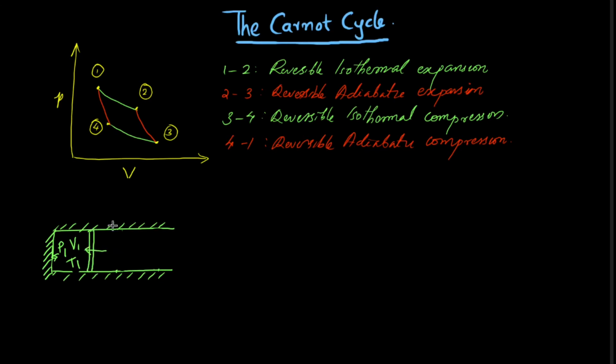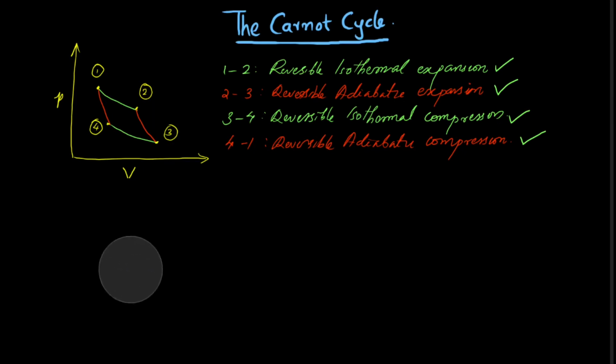So this is the reversible Carnot cycle. 1 to 2 reversible isothermal expansion, 2 to 3 reversible adiabatic expansion, 3 to 4 reversible isothermal compression, and 4 to 1 reversible adiabatic compression. Now we are going to see all these processes in detail. So let us consider the process 1 to 2.